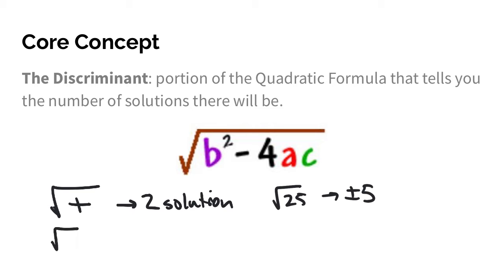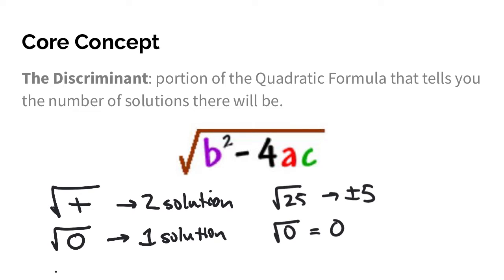But let's say instead of a positive number, I get the square root of 0. Well, in this case, I'm going to get one solution. We saw this when we solved using square roots as well: when I take the square root of 0, I'm just going to get 0. And 0 can't be positive or negative, so that means I'm just going to have one answer. And then lastly, if I ever take the square root of a negative number, that means we're going to have no solution because the square root of a negative number cannot happen.